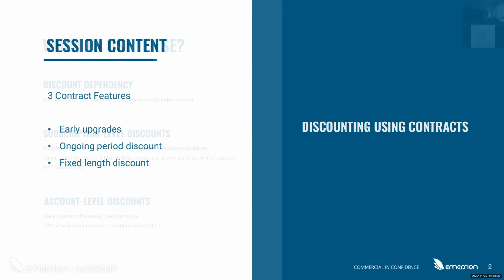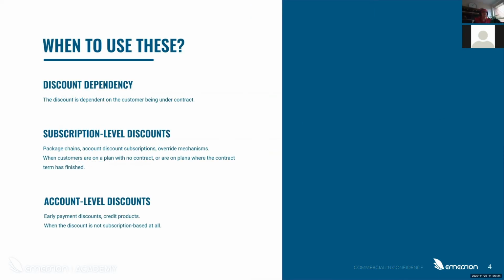We're going to feature 3 contract features that sit within the contract object. The most important thing to know within Immersion is there's lots of different ways to discount. We want to first explain when you use these particular discounts. These discounts are used when there's a dependency on the customer being under a contract.